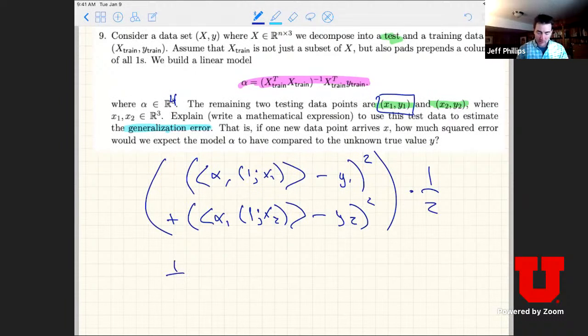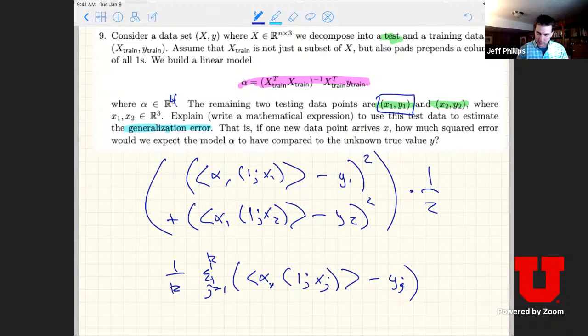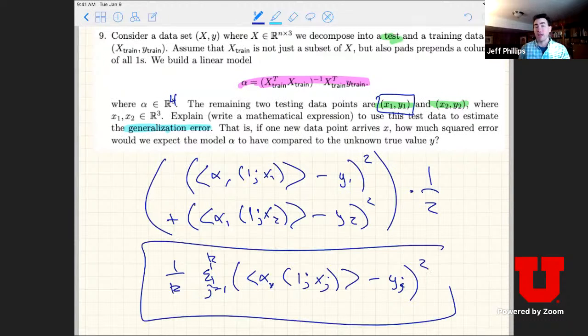In general, if I have k things, it's going to be the sum over j equals 1 to k of alpha, 1, xj, right? This is the dot product minus yj squared. So this would be the general form over k data points, where I measure the error on each data point, and I'm going to take the average squared error of those, and that's my estimate of how well I'm going to do on some new data. Okay, this is one of the ways you use cross-validation.